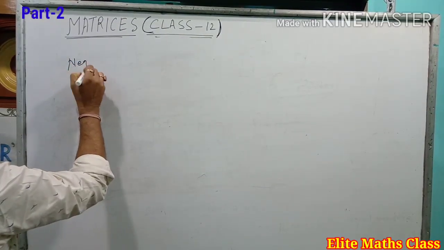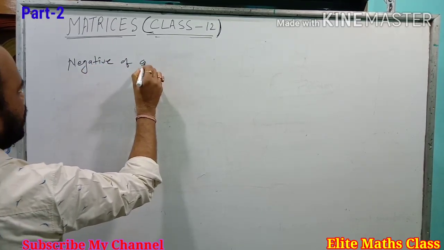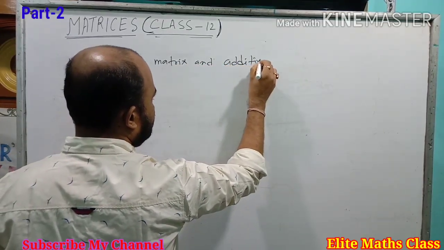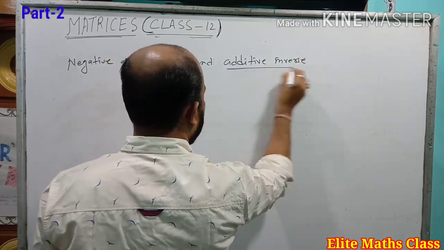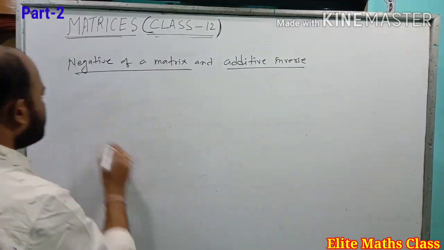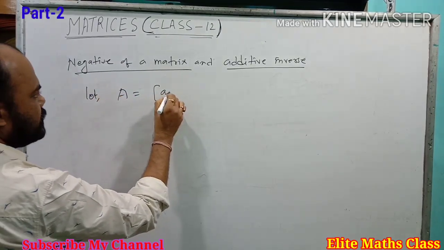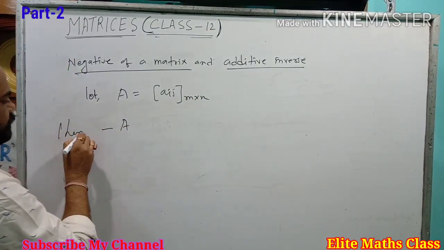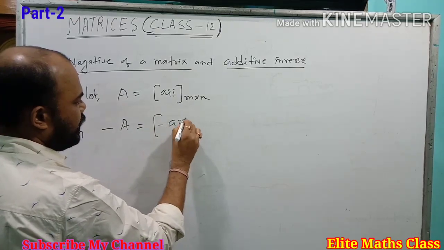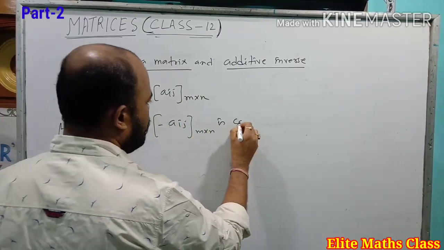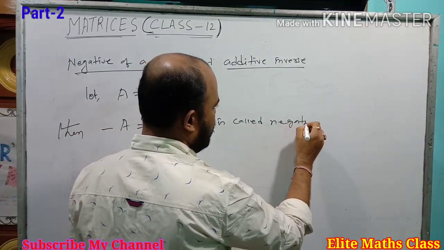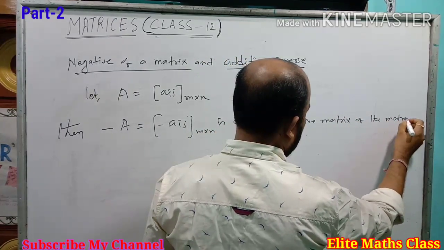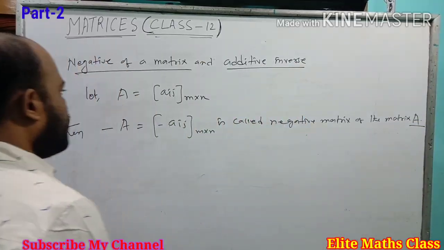So what is negative of a matrix? Negative of a matrix and additive inverse of a matrix. First, let A be any given matrix. This is the general form of order m by n. Then minus A, denoted by minus of A, is an m by n matrix. It is called the negative matrix of the matrix A, that is of the given matrix.